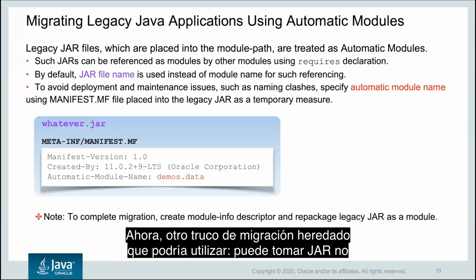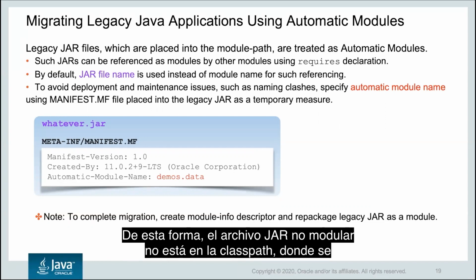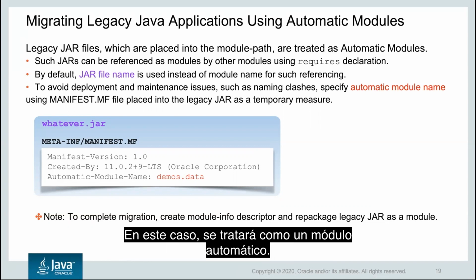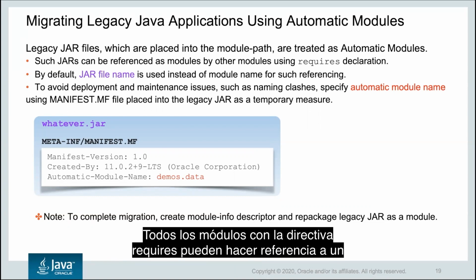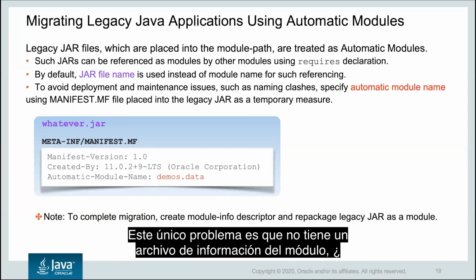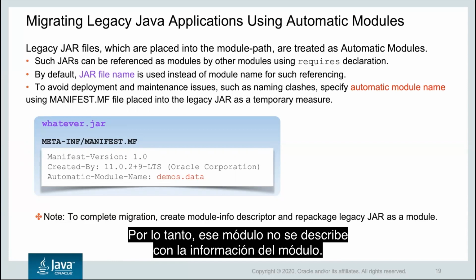Now, another legacy migration trick that you could use: you can take a non-modular jar and put it in the module path. So a non-modular jar, not in a class path where it will be an open module, but in the module path, in which case it will be treated as an automatic module. An automatic module can be referenced by other modules with the requires directive, as if it's a proper module. The only problem here is that you don't have a module-info file, so that module is not described with module-info.